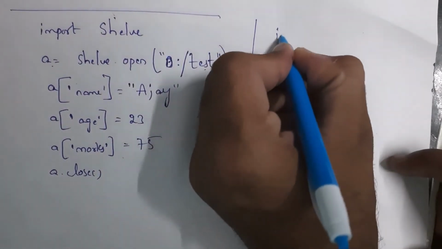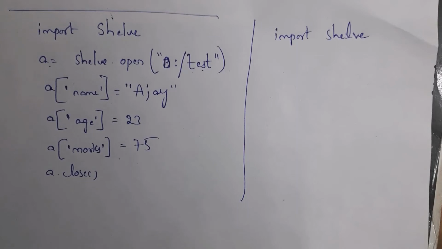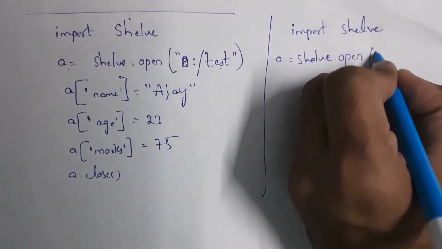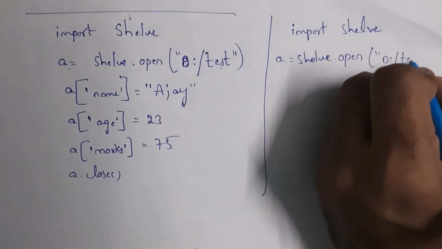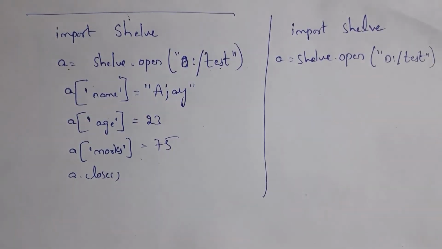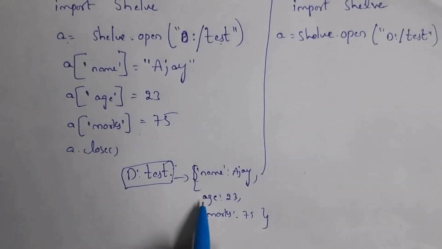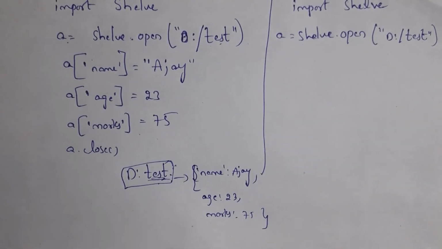So just write here import shelve. Next open the database. A equal to shelve.open, and my database name is test, which is present in local disk D. So write d:/test. Whenever you run this code, it will open the database. My database contains name Ajay, age 23 and marks 75. This is my database name.